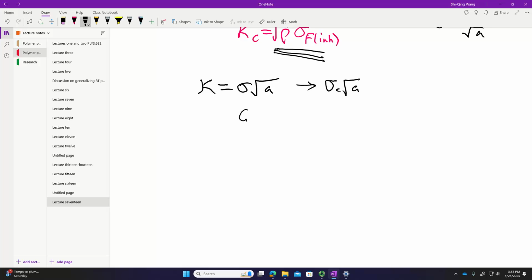Similarly, G goes to Gc. Since it's much larger than gamma, I don't understand why it needs to be that particular gamma C, Gc.